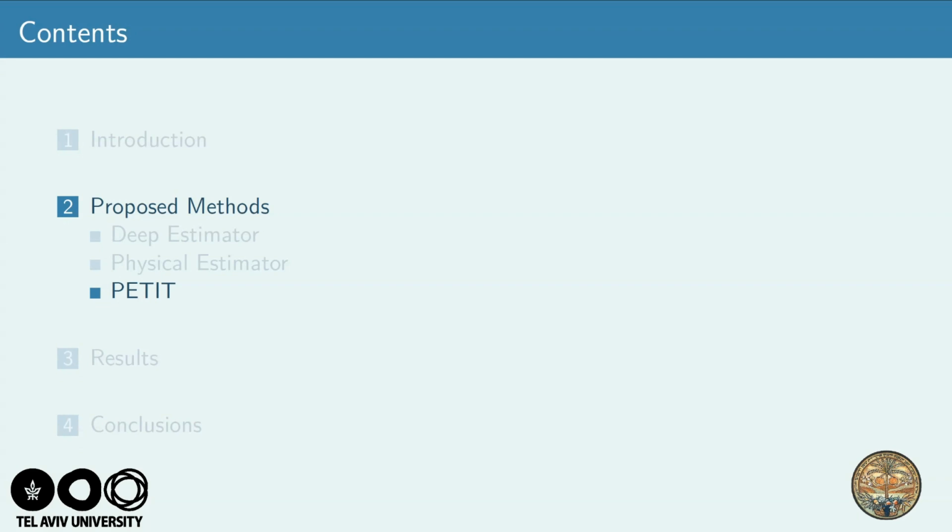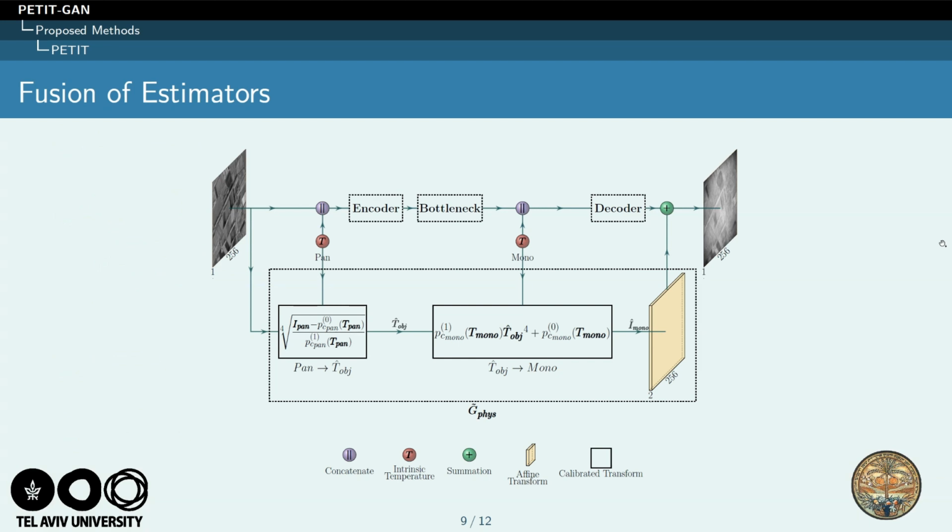As mentioned before, our method, named PETIT, is in fact the fusion of the two different estimators, the physical estimator and the deep estimator, as depicted in the image in front of you. The fusion model takes in a panchromatic image and passes it in parallel through the upper branch, which includes the generative adversarial network's generator, and through the lower branch, which includes the calibrated physical unpaired image-to-image translator. And the output, which is the estimated monochromatic image, is in fact the summation of both models.